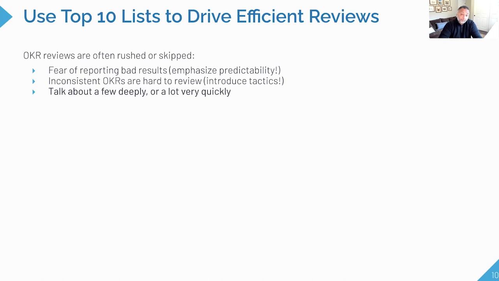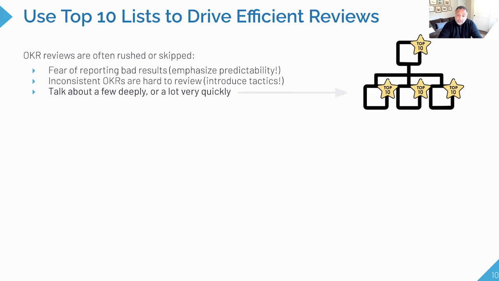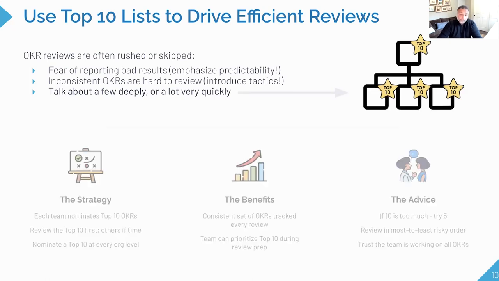Another reason OKR reviews aren't efficient is that oftentimes those OKRs are inconsistent. There are too many OKRs or too few OKRs. And we talked about introducing tactics as a way to solve that problem. And then there's a third reason why OKR reviews aren't efficient, and that's the time crunch. And to solve the time crunch, I want to introduce you to the concept of top 10 OKR lists.